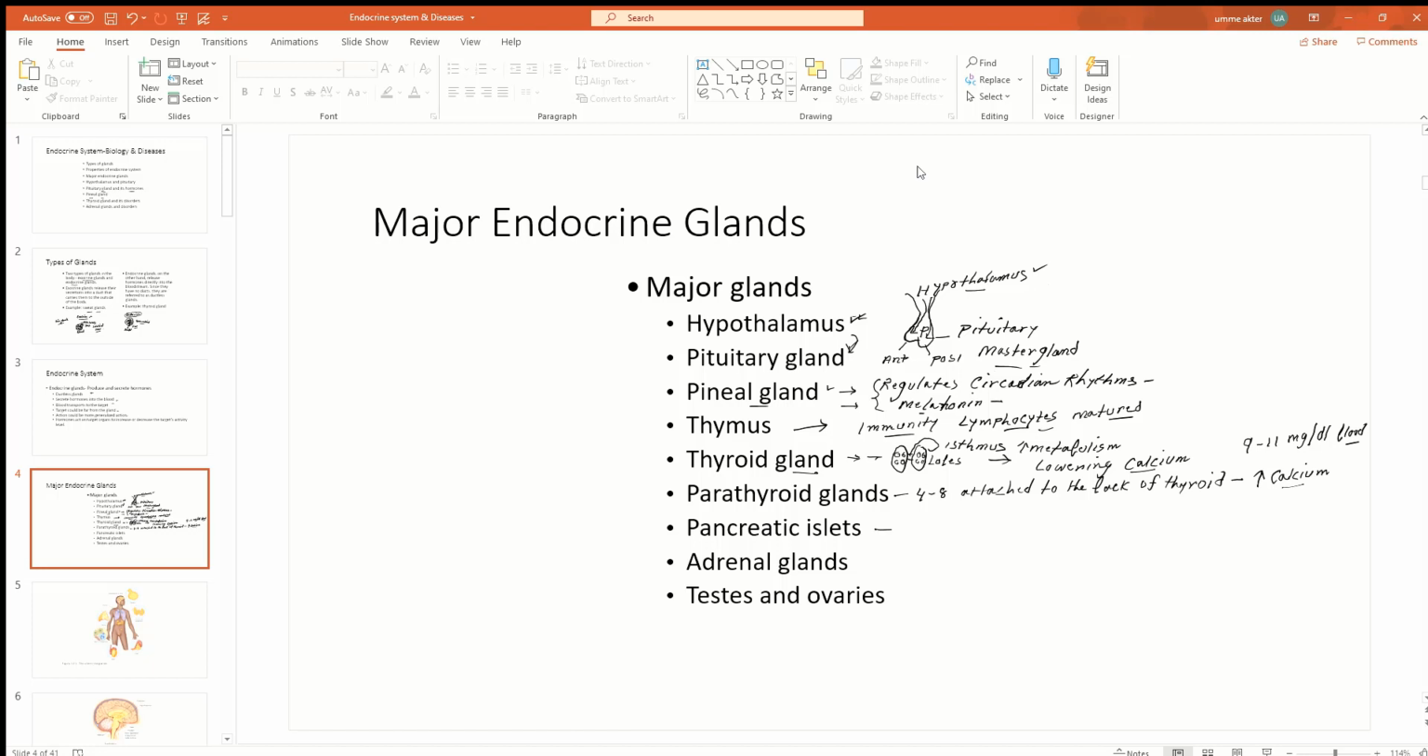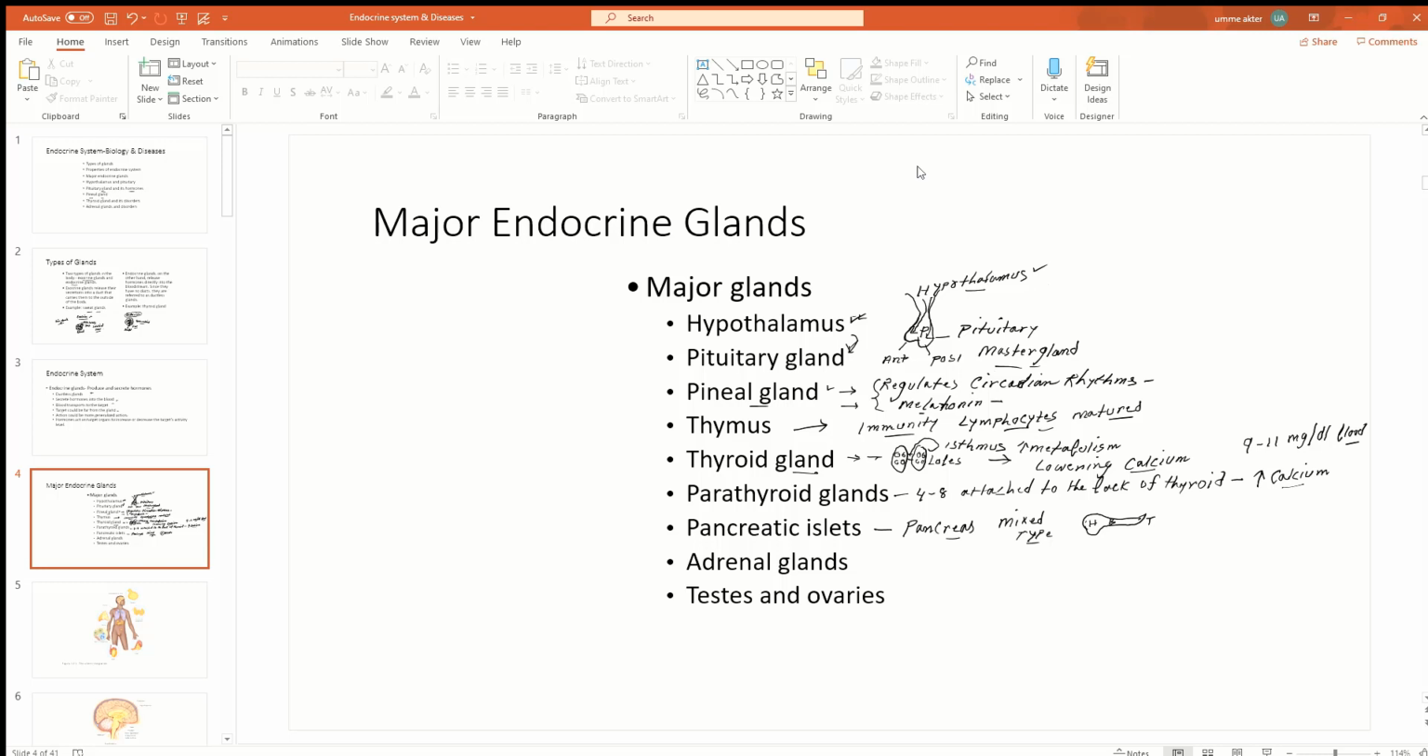Okay, so next is the pancreas. Now, pancreas is a mixed type gland. Why it is called mixed type gland? Because it has both exocrine and endocrine parts. So not purely endocrine. Other glands are purely endocrine here, but pancreas is a mixed type gland located horizontally in your body. It has a head part, right, body and tail.